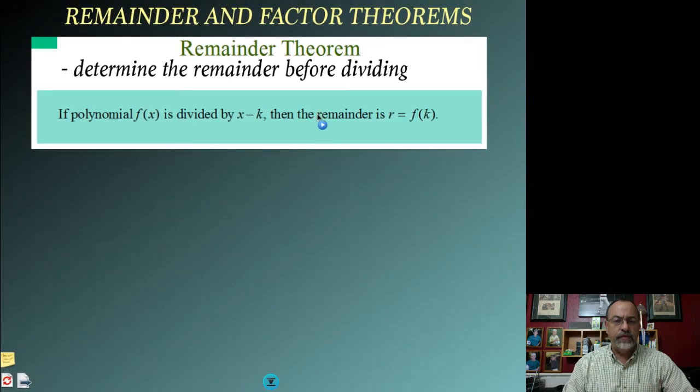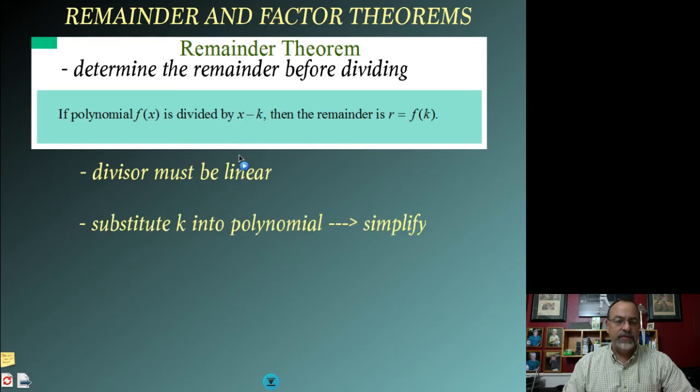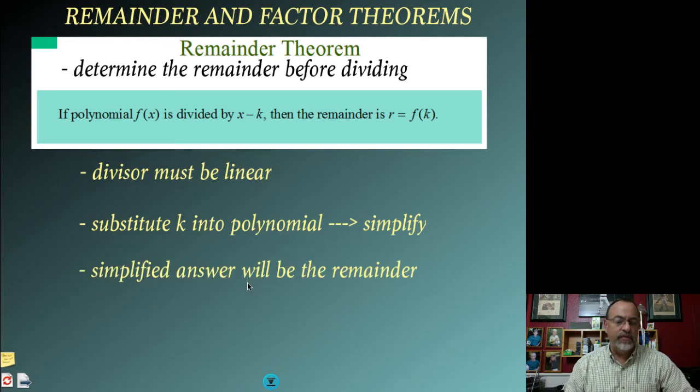So the remainder theorem will allow me to determine what the remainder is going to be if the divisor is linear first. So this x minus k must be linear, meaning the highest exponent is a 1. We take the k, we substitute it into the polynomial and simplify it, and that number that we get is going to be the remainder that I will get when I go ahead and do the division problem. So I can tell ahead of time whether this is going to divide evenly or not.